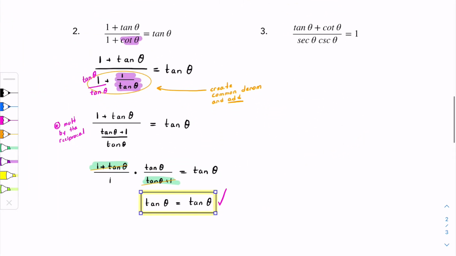Now you could have gone about number 2 by converting every term to sine and cosine. It would have created a longer problem because you would have had to create common denominators and add and subtract in both the numerator and the denominator, but you would have arrived at the same answer. It would have just taken you a bit longer. So if you're confused how I knew to stick with tangent, don't worry about that. Go right back to your sine and cosine properties and solve from there.